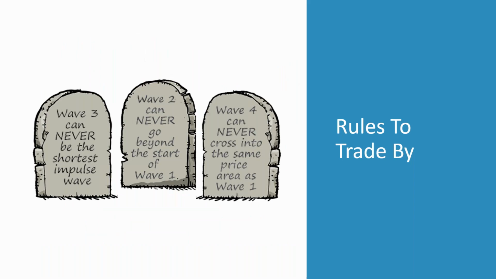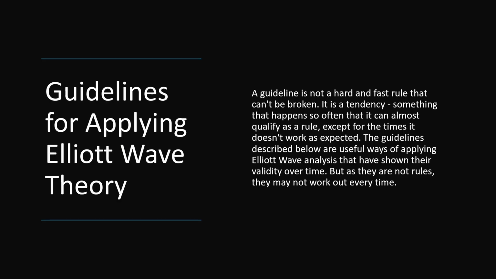So supposedly, we have three very specific rules to trade by. One, wave 3 can never be the shortest impulse wave. Two, wave 2 can never go beyond the start of wave 1. And three, wave 4 can never cross into the same price area as wave 1. Now, if you were drawing a trend line and your trend line was holding, none of those three things would happen anyway, because then your trend line would be invalid.